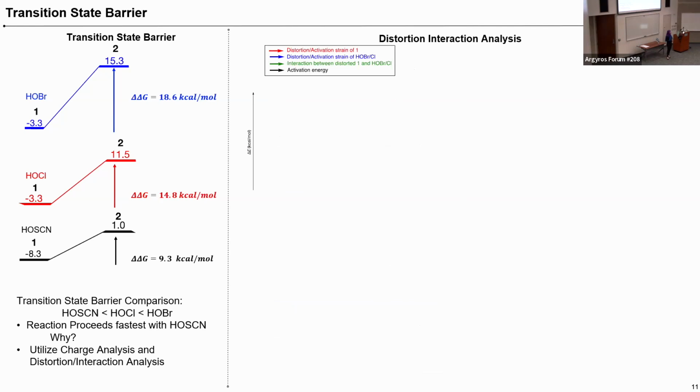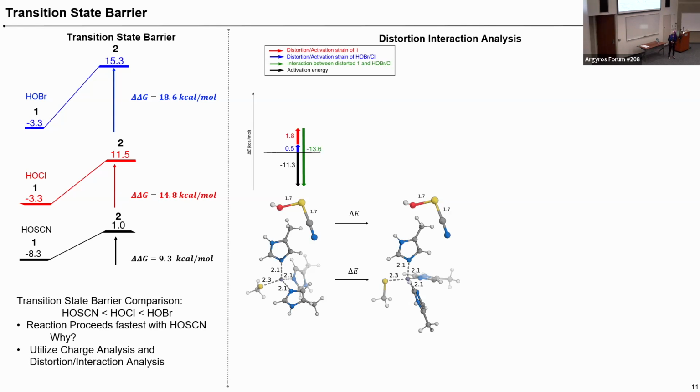So we'll move on to distortion interaction analysis, and we'll start with the HOSCN case. There are a couple things to note here. The first is that the red and blue arrows are the distortion of the molecules. That blue arrow is the distortion in the hypohalous acid, so HOSCN, and the red arrow is the distortion of the zinc complex. The green arrow that you're seeing is the interaction of those two molecules, and those two added together give you the black arrow, which is the activation energy.